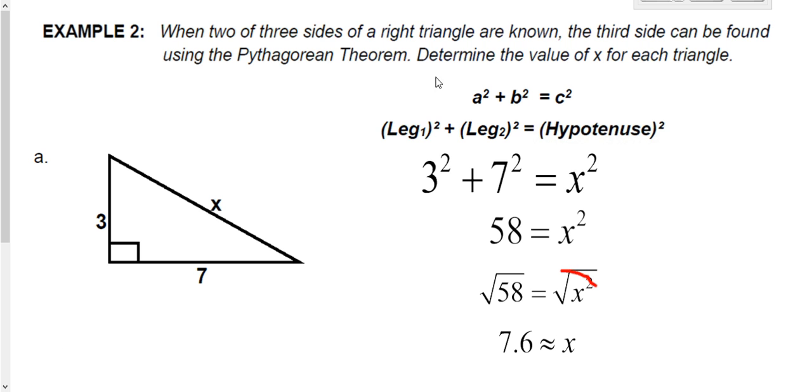Okay, that's all there is to it. Leg squared plus leg squared equals hypotenuse squared. We get one number there. You'll see later what happens when we don't know one of the legs. Let's look at the B example now.